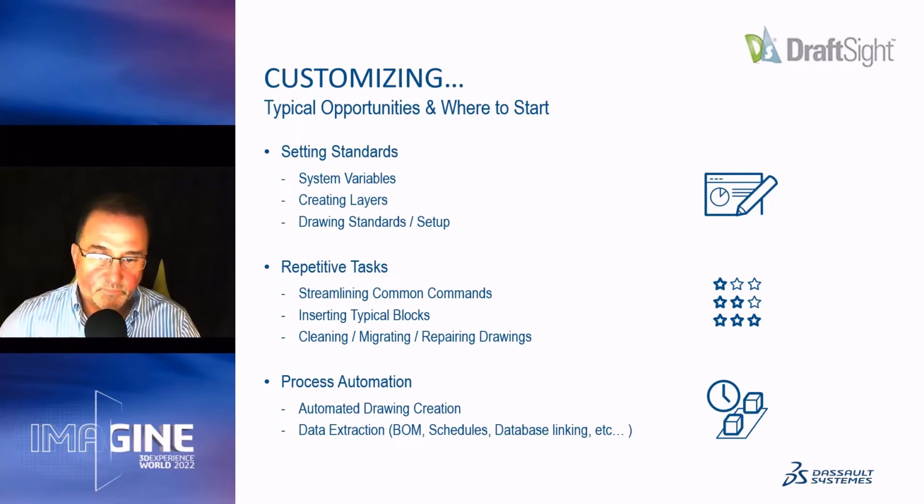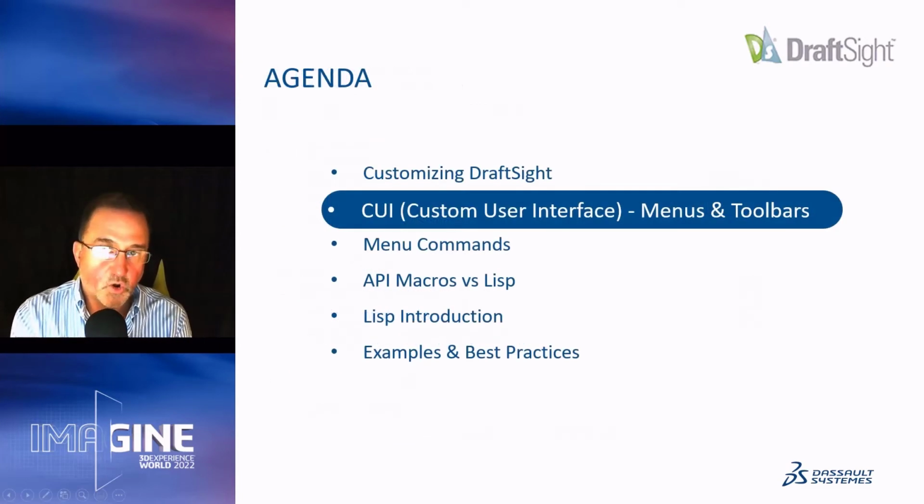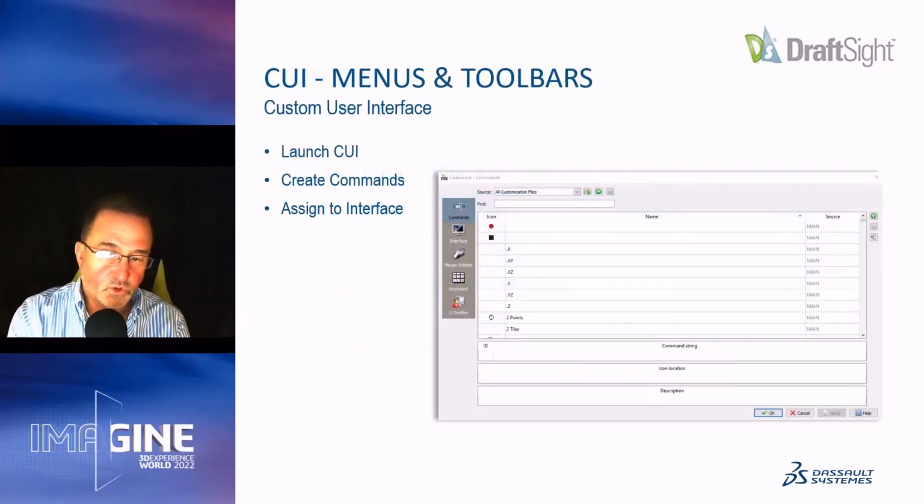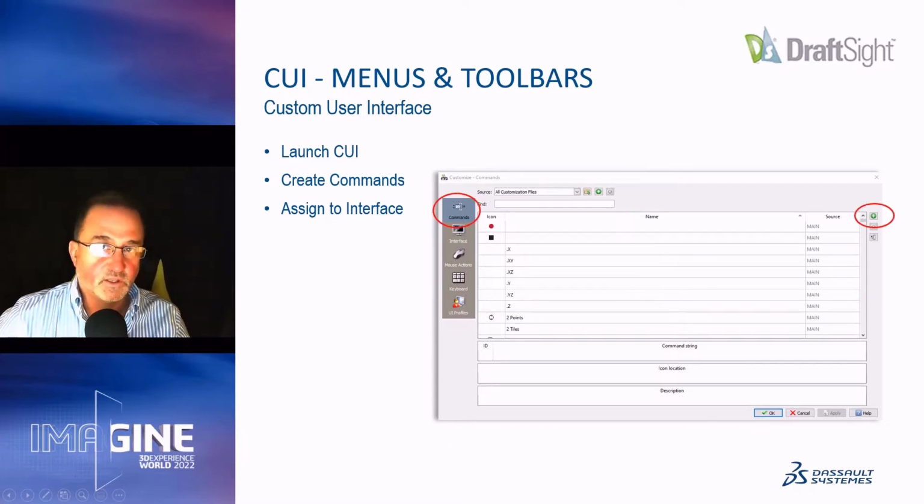So where do you start? Probably the easiest place to get going with customization is just to go into the Customize tool and start manipulating your menus and your toolbars. Probably the most efficient way of taking those most used commands and placing them in a toolbar so you have easy access to them. And once you launch the Customize tool, you'll notice that you'll have an area on the left panel where you can identify your commands, and then you can add new commands and then build those and then place them into the toolbars or into your menu. So why don't we jump over to DraftSight and let me show you how that works.